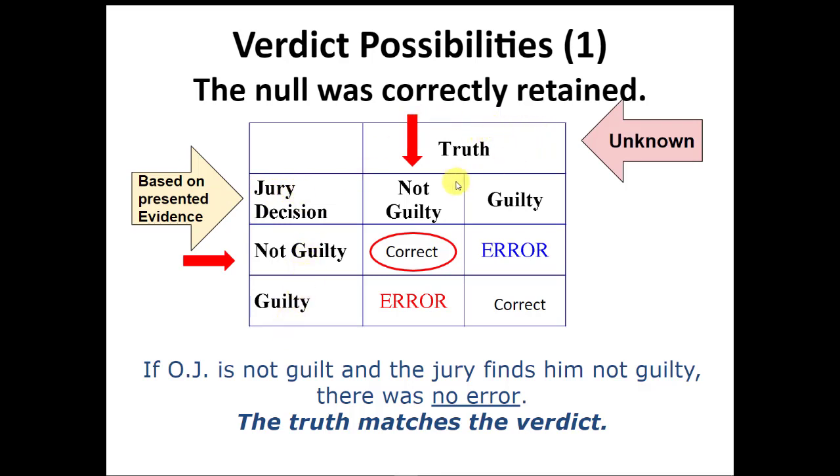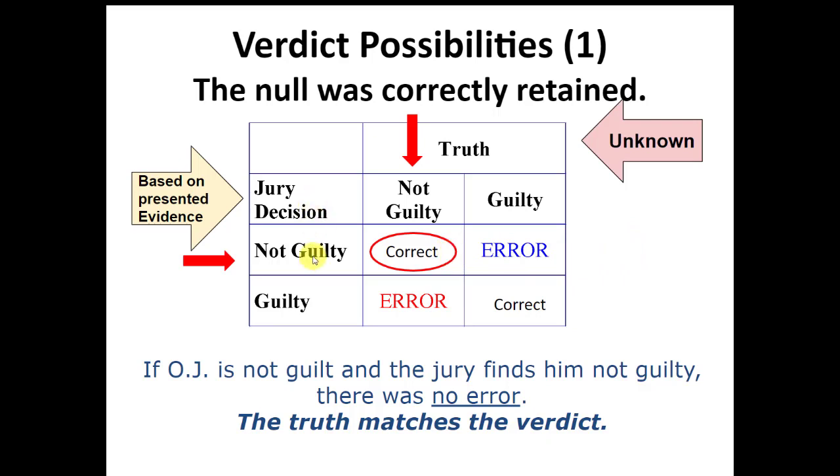So here's the truth. He's either not guilty or guilty, and here are the jury decisions, either not guilty or guilty. If the jury decides that OJ is not guilty, and the truth is that OJ is not guilty, then the jury's decision matches the truth and no error was made. The correct decision was made because the truth matches the verdict. And this situation would be the same as the null being correctly retained.